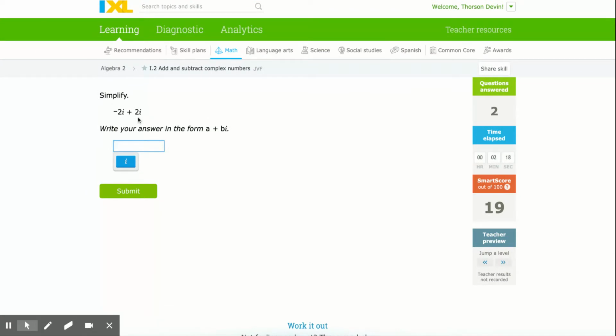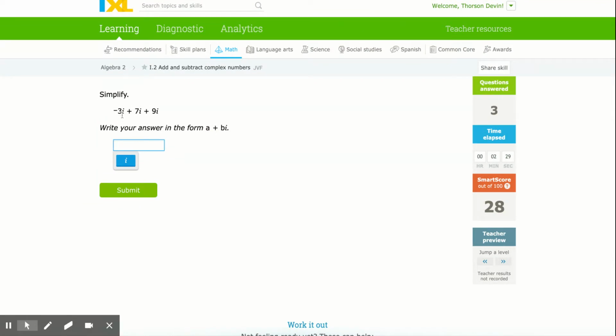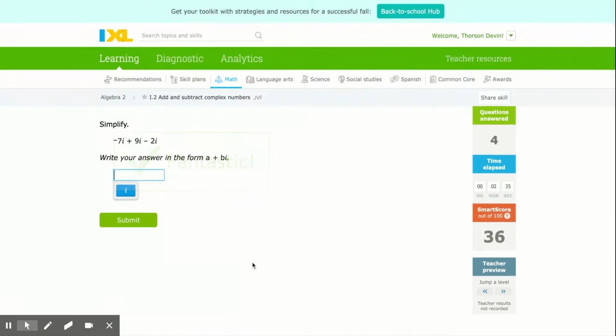Here, our answer is 0, so type in a 0. You don't need to type in an i or anything. Negative 2i plus 2i is 0. It's just the integer 0. Again, negative 3 plus 7 is 4, plus 9 is 13i. It should be very simple and easy for you.